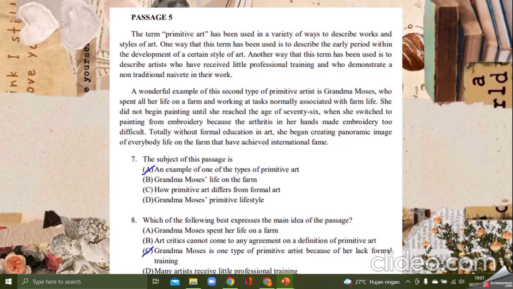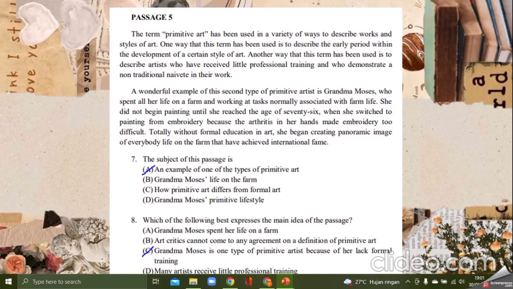The term primitive art has been used in a variety of ways that is diverse in styles of art. One way this term has been used is to describe the early period within the development of a certain style of art. Another way that this term has been used is to describe artists who lack professional training and who demonstrate a non-traditional method in their work. A wonderful example of this second type of primitive artist is Grandma Moses, who spent all her life on a farm and working at tasks normally associated with farm life.